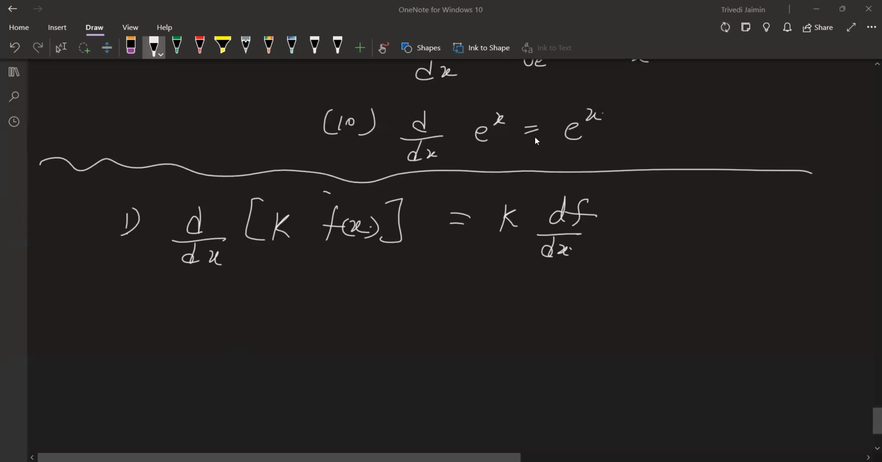See this function, suppose it is 2x square. We'll treat 2 as a constant outside and we will just differentiate d by dx of x square. Then we'll follow the formula, whatever it is.